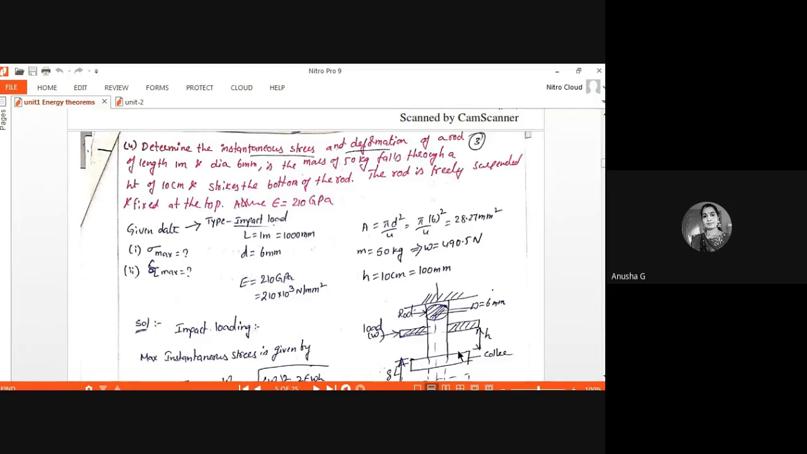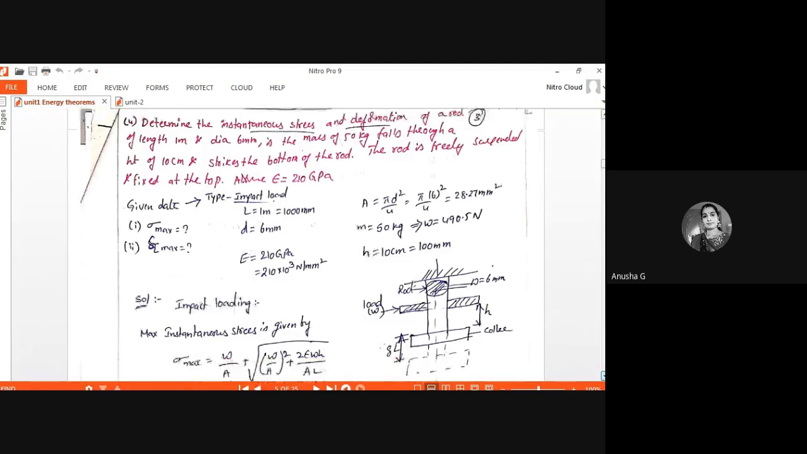First, all of you please note down the question. Then write the given data. If you want to understand clearly, you have to draw the diagram. Otherwise, no need to draw the diagram. Directly you can go for the problem.